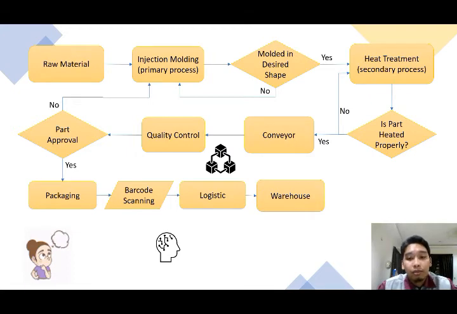If yes, it will move using a conveyor to the next workstation, which is quality check. If the part is not approved, then it will be sent back to injection molding to remold. If yes, then it will go to the packaging and barcode scanning. Then it goes to the logistic workstation before being sent out to the warehouse.